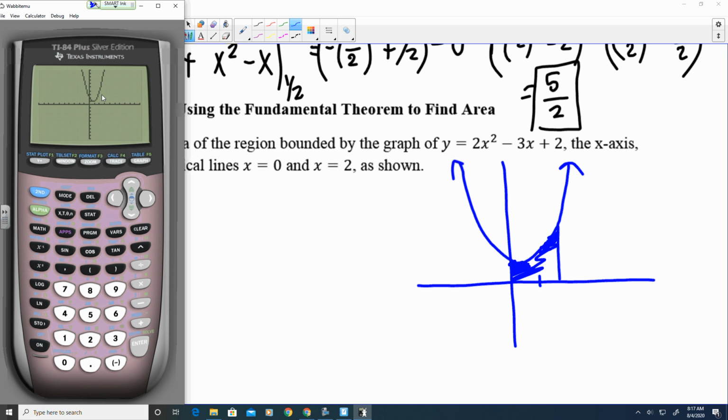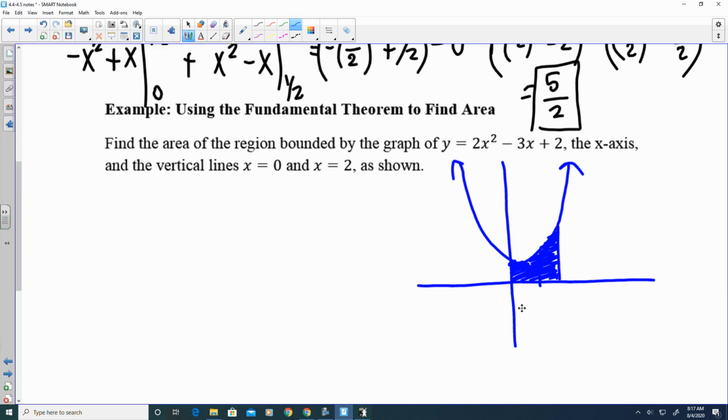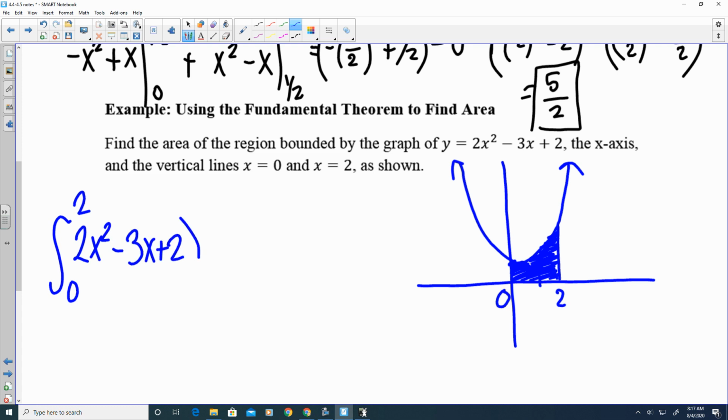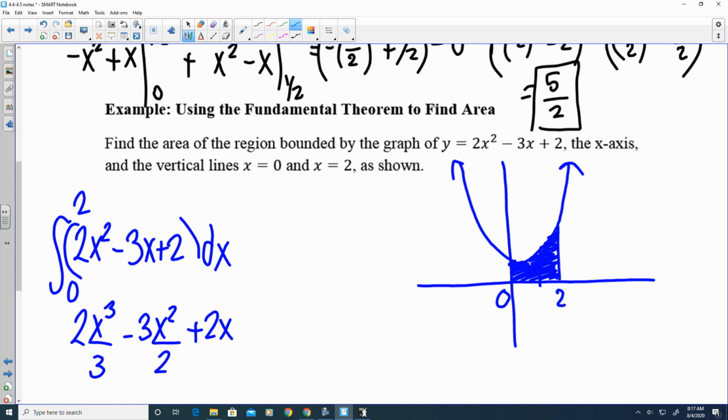So we just need to set up the integral and do the antiderivative and plug in our top and lower bounds. So if it's from 0 to 2, those are our bounds in terms of x. The integral of 2x squared minus 3x plus 2 dx. Take the antiderivative of that. 2 times x cubed over 3 minus 3 times x squared over 2 plus 2x evaluated from 0 to 2.